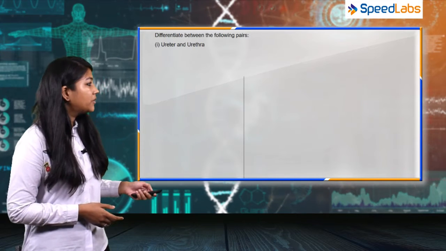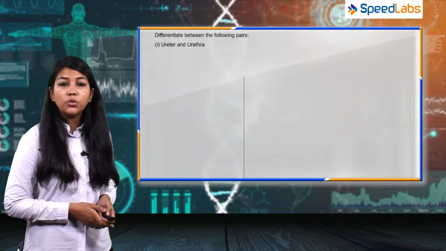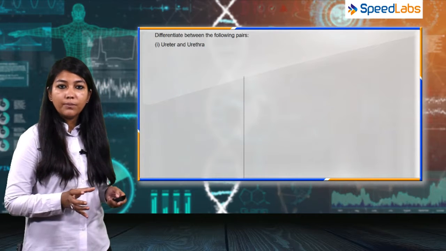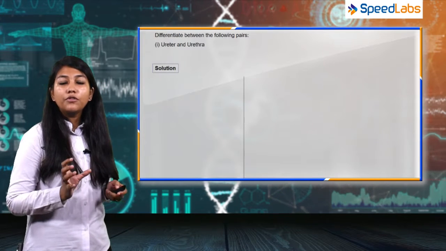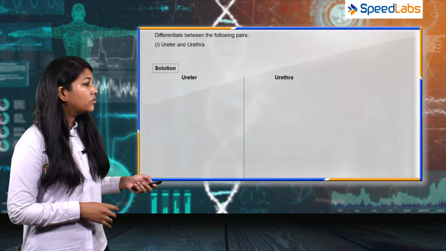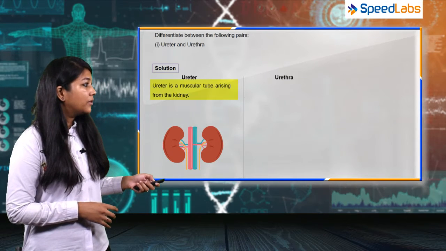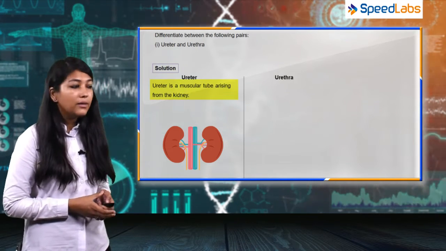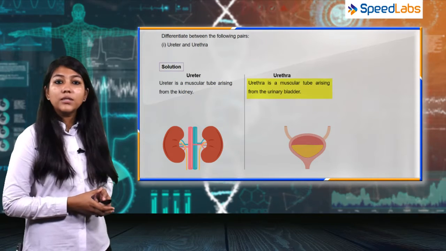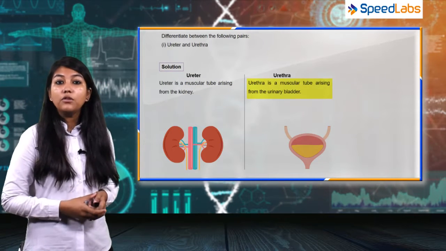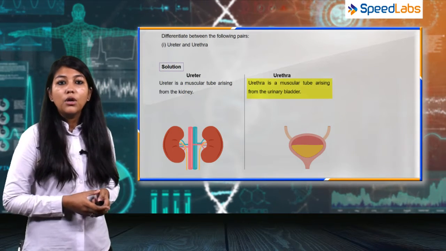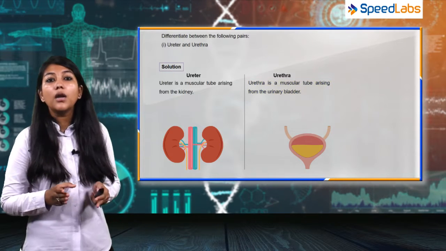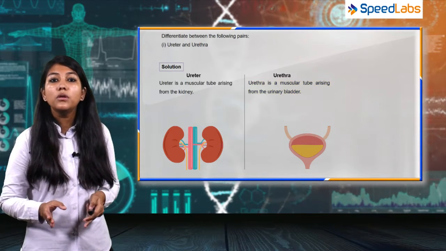The first part of this question is we have to differentiate between ureter and urethra. Now these two terms, they can be confusing, okay. So listen to the differentiation very carefully. So the differences are: ureter, it is a muscular tube that is arising from the kidney, and urethra, it is a muscular tube that is arising from the urinary bladder. Okay, so focus on the difference. One tube is arising from the kidney and another tube is arising from the urinary bladder.